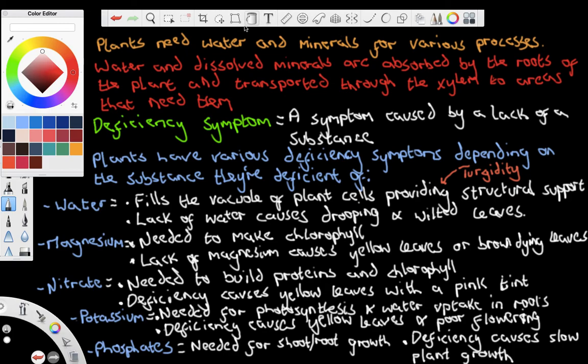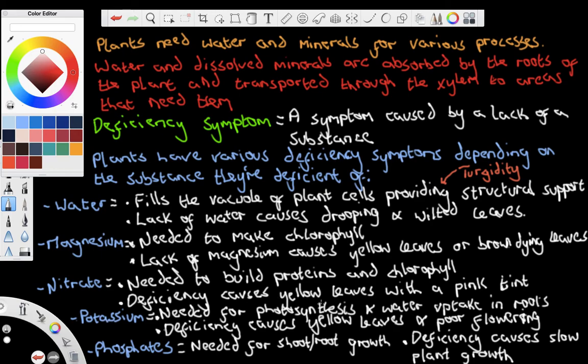So, plants need water and mineral ions for various processes. Water and dissolved minerals are absorbed by the roots of the plant and transported through the xylem to areas where they're needed. A deficiency symptom is a symptom caused by a lack of a substance. Plants have various deficiency symptoms depending on what they're deficient in. So water is needed to fill the vacuole of plant cells to give support to the plant. Lack of water causes drooping and wilted leaves. Magnesium is needed to make chlorophyll. A lack of magnesium causes yellow leaves or brown dying leaves. Nitrates are needed to build proteins and chlorophyll. Deficiency causes yellow leaves with a pink tint.